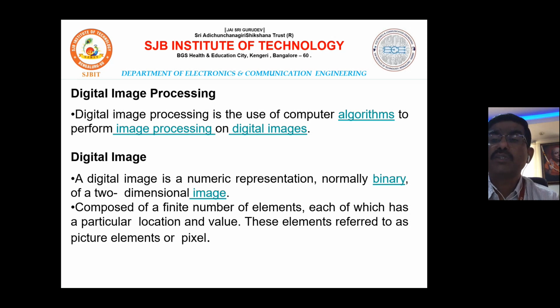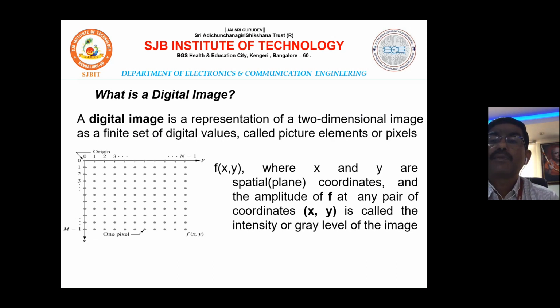Now, in image processing, the important basic concept is pixel or picture elements. So now we'll come to some representations of a digital image, with a continuation from the previous slide. Definition of digital image: a digital image is a representation of a two-dimensional image as a finite set of digital values called picture elements or pixels.